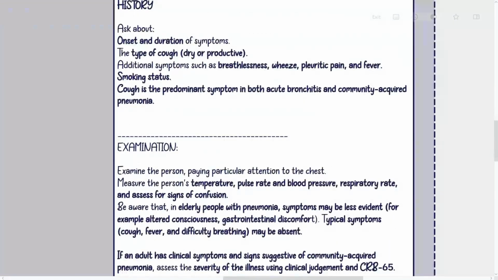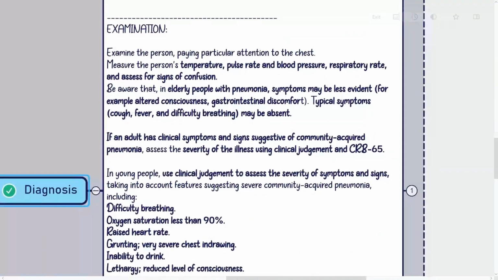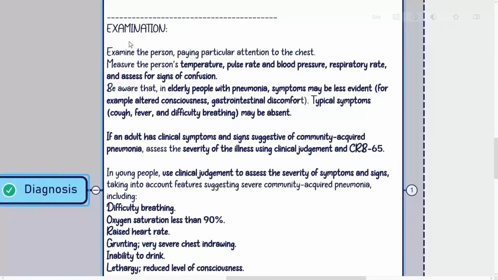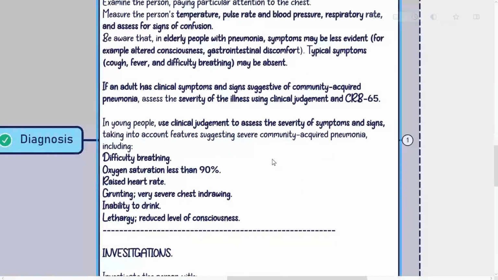Examination. Examine the person, paying particular attention to the chest. Measure the person's temperature, pulse rate and blood pressure, respiratory rate, and assess for signs of confusion. Be aware that in elderly people with pneumonia, symptoms may be less evident, for example, altered consciousness, gastrointestinal discomfort. Typical symptoms, cough, fever, and difficulty breathing may be absent.